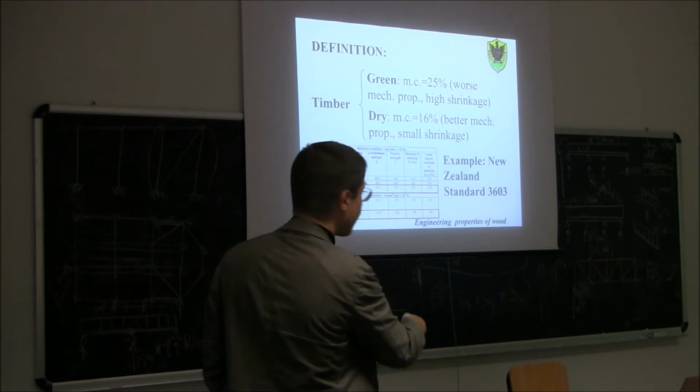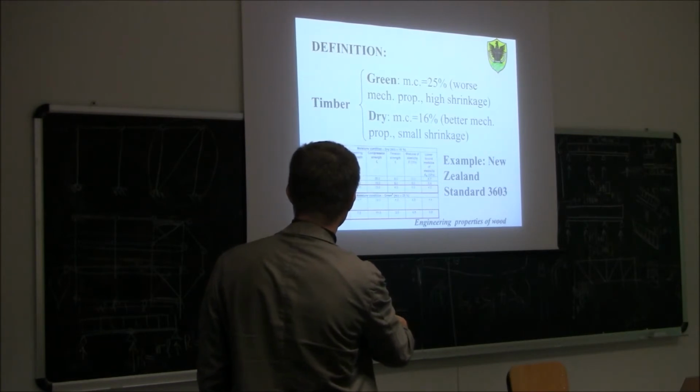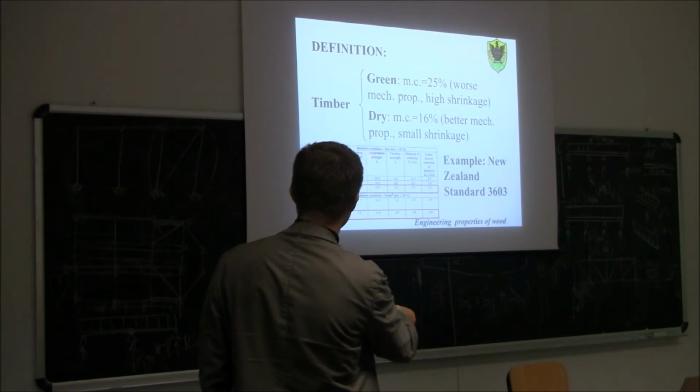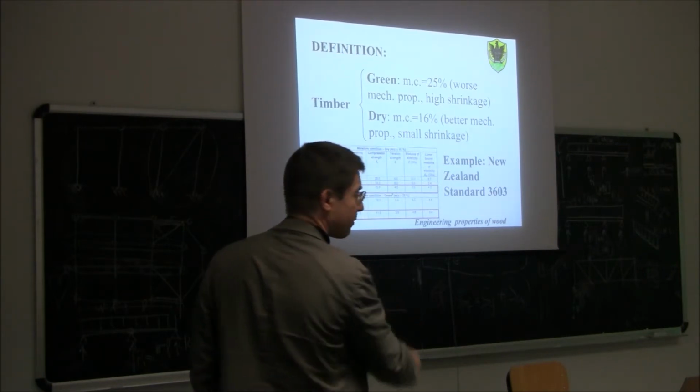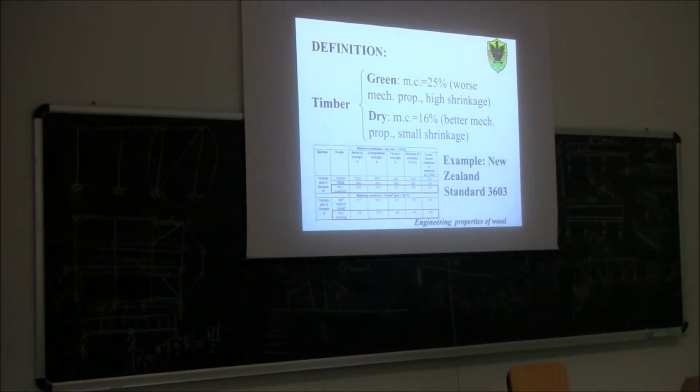So, green wood, you can see here, for example, the bending strength for green wood versus dry wood. For dry, 10 megapascal, for green, 7.5. Quite a lot, almost 25% less. If you increase the moisture content from 25% to 60%, you lose almost 1/4 of the strength. So this dependence is quite important.